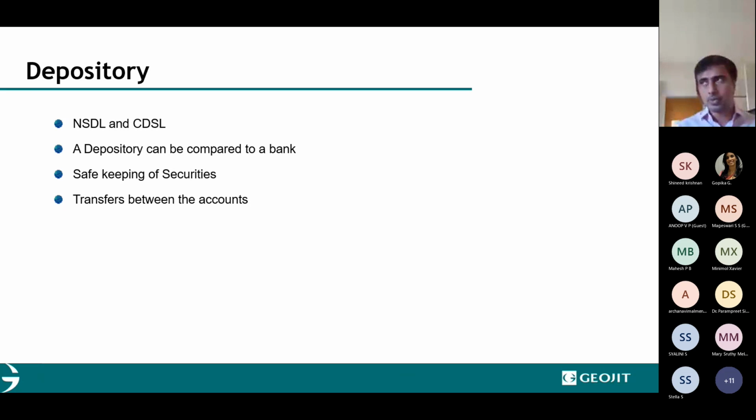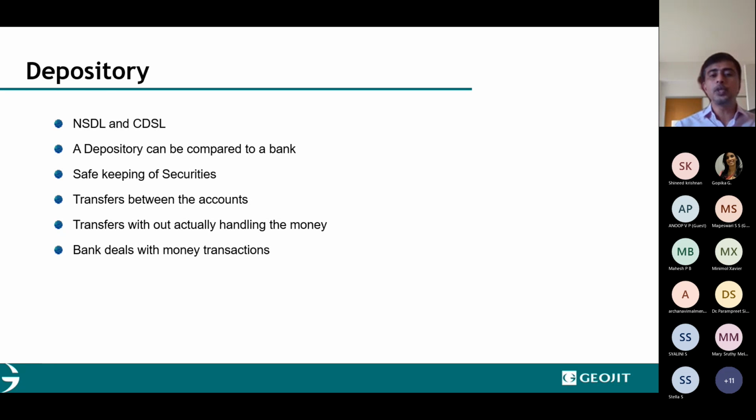You can transfer between the accounts like a bank account. From a bank account, you can initiate a fund transfer, you can initiate a Google Pay, an NEFT, RTGS, etc. Similar to that, you can transfer your shares to another beneficiary account. If you have a demat account, you can debit your demat account and credit the other person's demat account. So transfers between the accounts are also possible, without actually handling the money, because in the market when you purchase, the money transactions happen through the bank account. The bank deals with the money transaction.